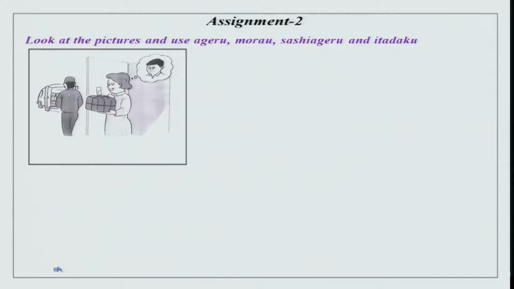Now the second one is, look at the pictures and use ageru, morau, sashi ageru and itadaku. You have done these. This is in plain form, in dictionary form. Let us see what it is. You can see this picture, this lady, she has received something from someone, it could be her husband. So, let us see. Shujin ni omiyage o moratta. Over here, because it is her husband and she is talking, thus it is Shujin. If someone else is to talk about her husband, it has to be Goshujin.